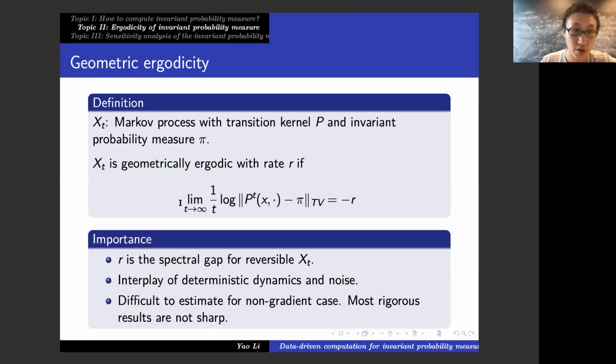Anyway, let's just talk about the speed of convergence. This is not easy, because you can see a very serious interplay between the deterministic dynamics and the noise. In general, if it's reversible, there are some rigorous results to tell you how fast the convergence is. But for the non-degenerate case, a rigorous estimate is usually not easy, and most rigorous results rely on some Lyapunov function. Whenever you use a Lyapunov function, you cannot get a sharp result. It's not sharp.